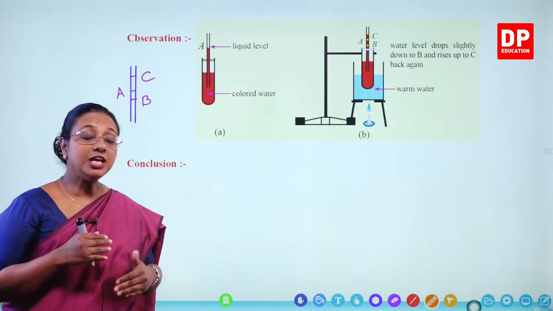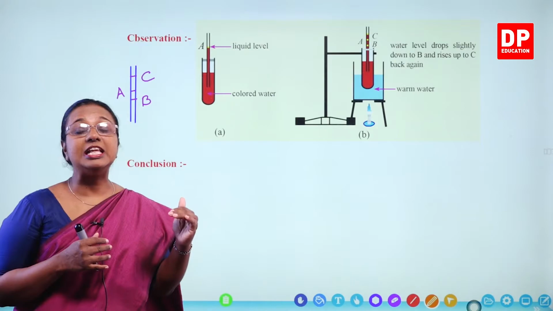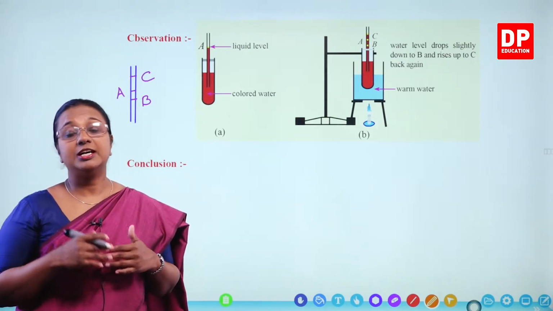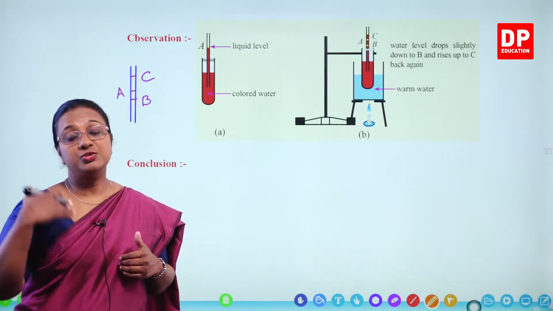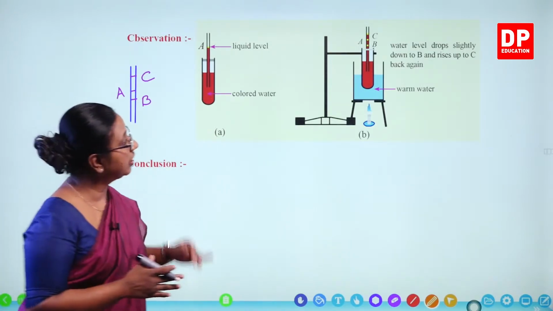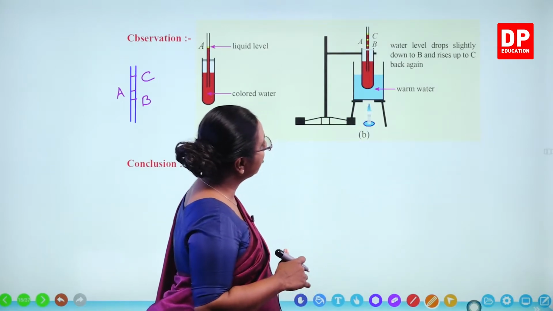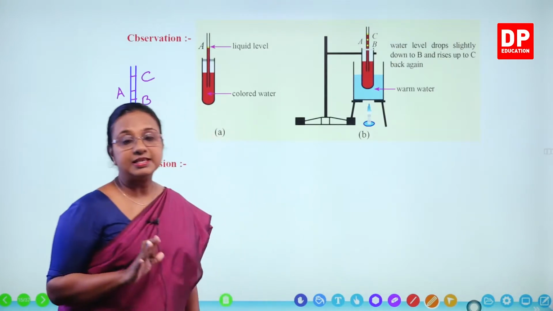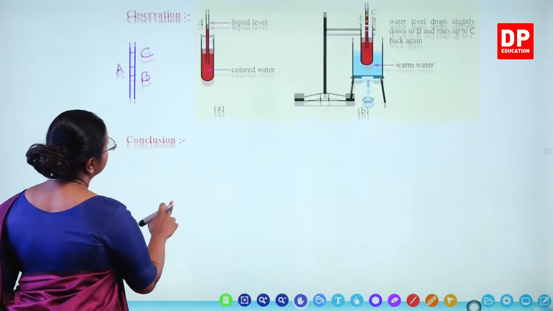So initially, due to the expansion of the test tube, the water level decreases. But then the expansion of colored water is greater than the expansion of the test tube. Therefore, you see the rise in water level inside the glass tube. So the observation is written for you. Water level drops slightly down to B and rises up to C again. So that is the observation. So I will write down the conclusion of this activity.